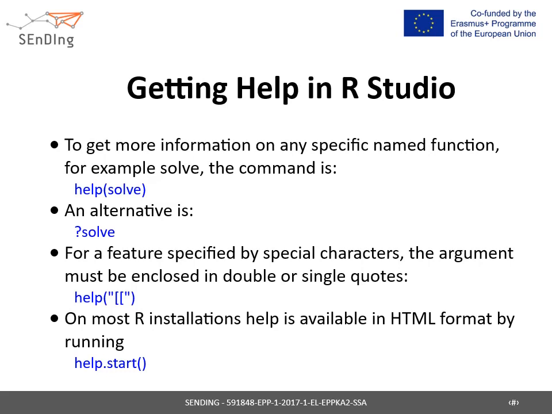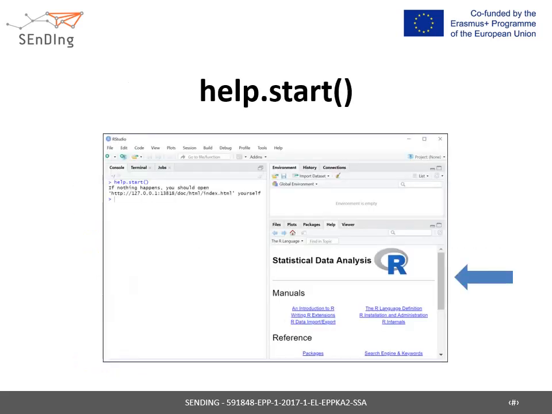On most R installations help is available in HTML format by running help.start(). Here you can see an example for executing help.start() in RStudio. Note that on the bottom right section the Help tab is brought to the foreground. On this tab you can search by topic or using the search box.